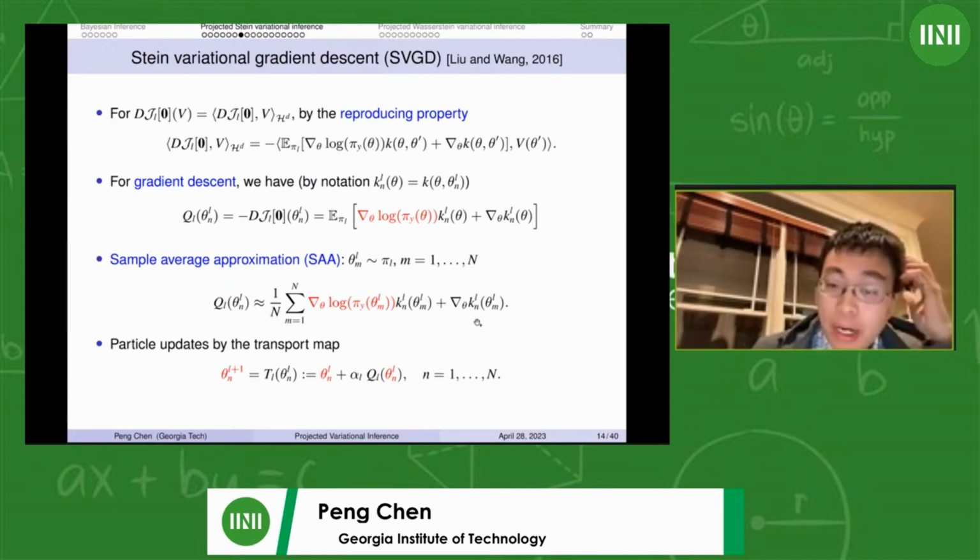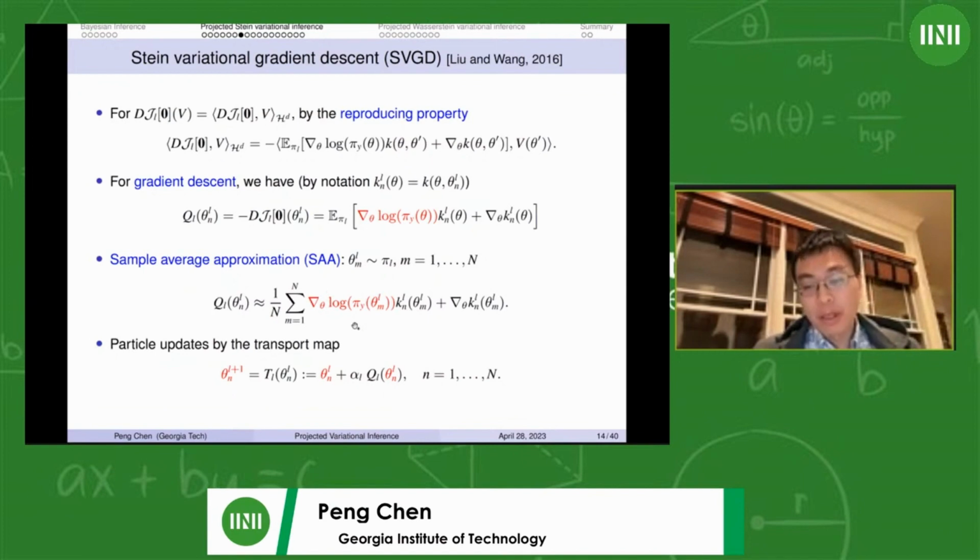So practically speaking, this first term is sort of like drawing all the particles close to the posterior distribution from where they are. You get the gradient of the log of the posterior, and so there is a weighted term. Essentially they talk with each other, and they go together towards the posterior distribution.